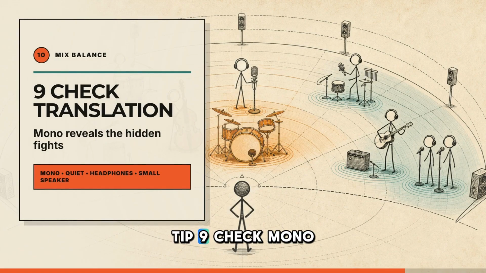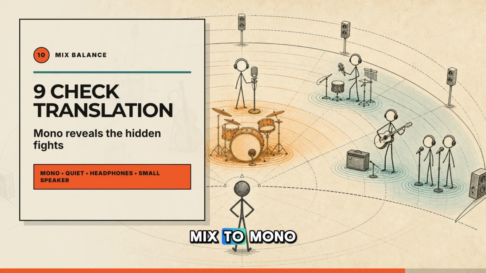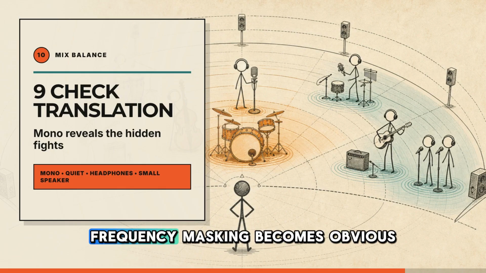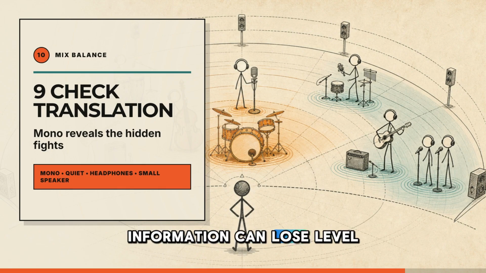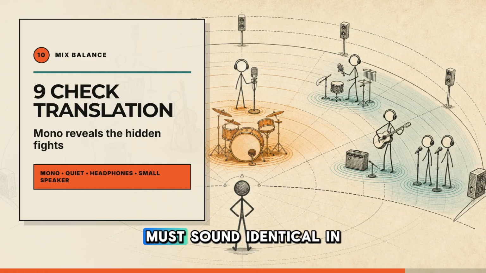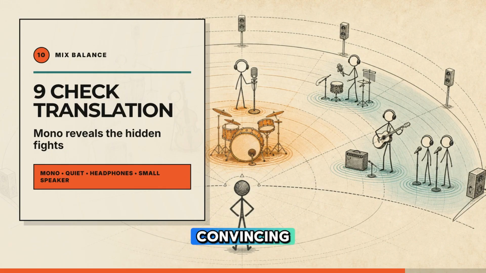Tip 9. Check mono and check real playback. When you sum a stereo mix to mono, panning no longer separates competing parts. Frequency masking becomes obvious, and out-of-phase information can lose level or disappear. That does not mean a good stereo mix must sound identical in mono. It means the core groove, melody, and vocal should remain convincing.